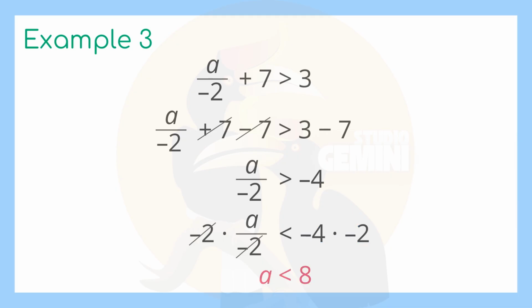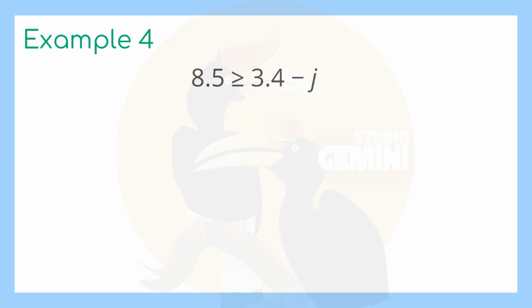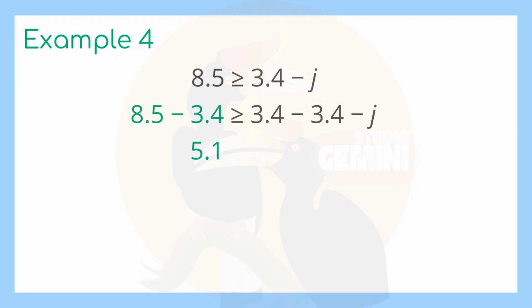For our last example, we have 8.5 is greater than or equal to 3.4 minus j. We'll start by subtracting 3.4 on both sides. On the left, 8.5 minus 3.4 is 5.1. And on the right, the 3.4's cancel out, so we're left with negative j.